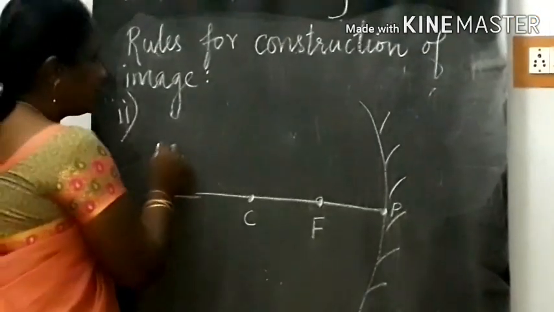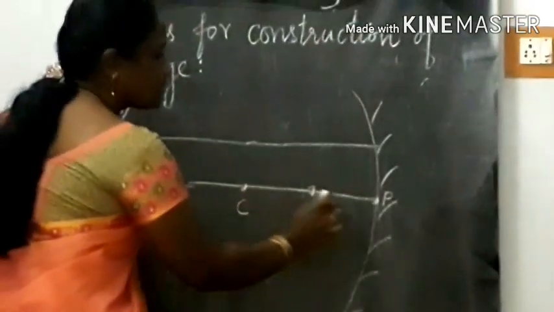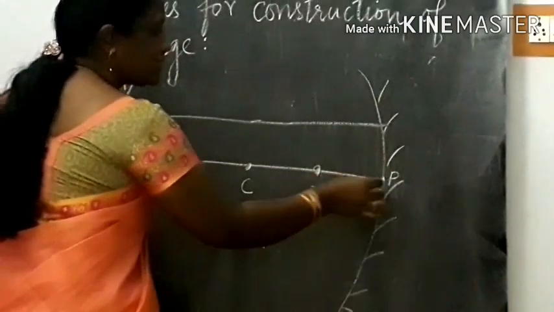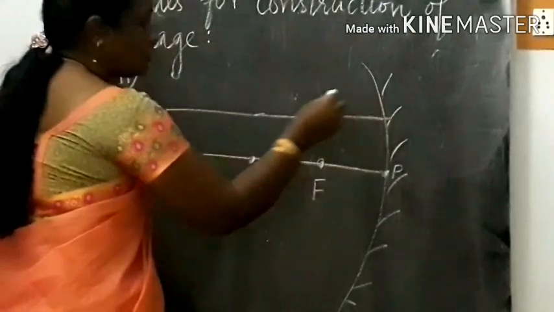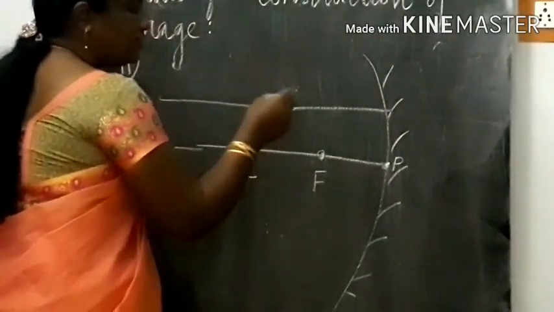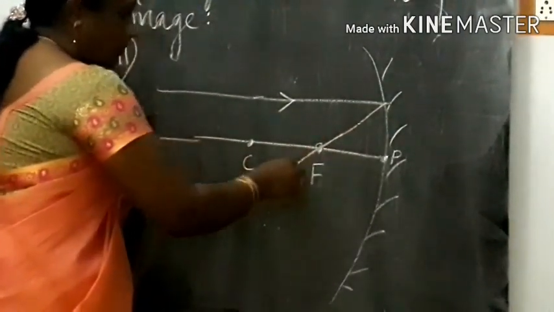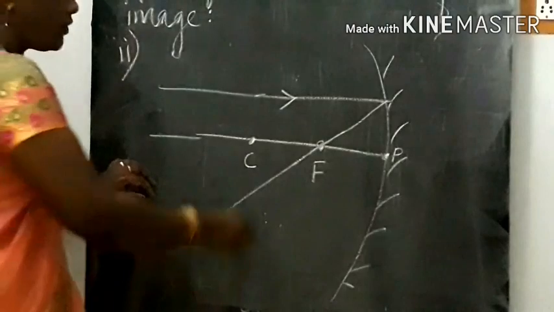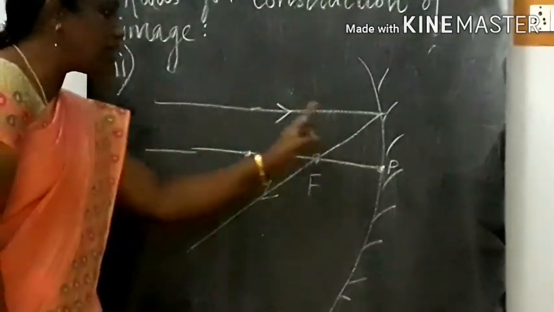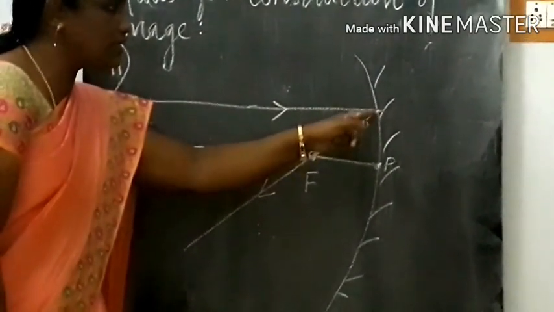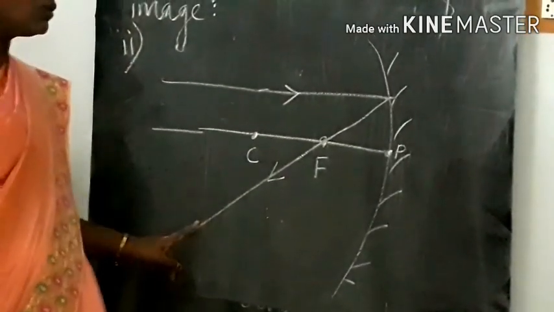The second rule is about a ray which is passing parallel to the principal axis. So this is the principal axis. The line that is passing through the pole is called the principal axis. A ray passing parallel to the principal axis, after reflection, appears to be coming through the principal focus. So this is the second rule.